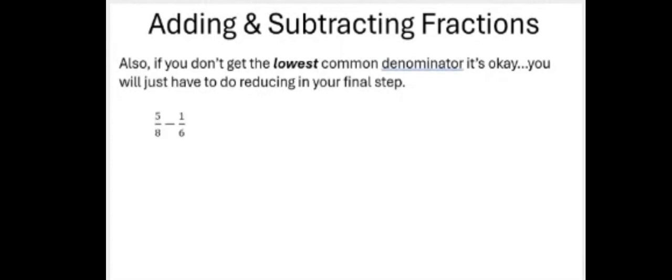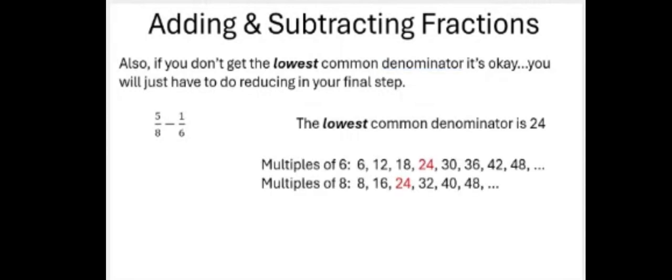So let's say we do 5/8 minus 1/6. Now the lowest common denominator for 8 and 6, the smallest number that 8 and 6 both go into, is actually 24. But let's say you didn't notice that and you found 48. Yeah, there's proving that 24 is the lowest.